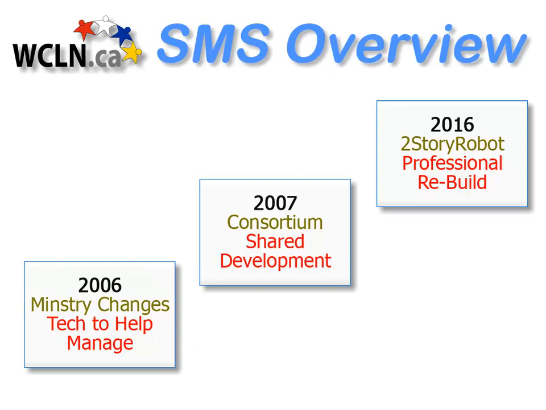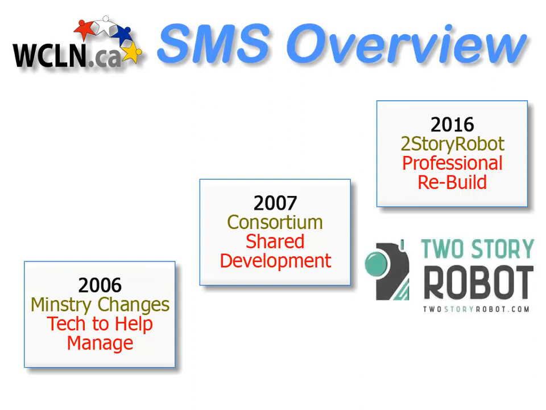At this point, there are 15 BC online programs using the SMS, and everybody chips in yearly, every cent going to updates and new features. Two Story Robot is the one in charge of maintaining that software, and we just let them know what our priorities are. So, what does the SMS do?